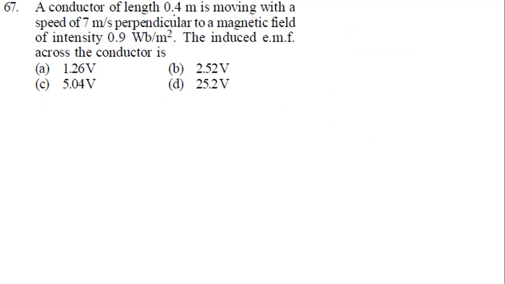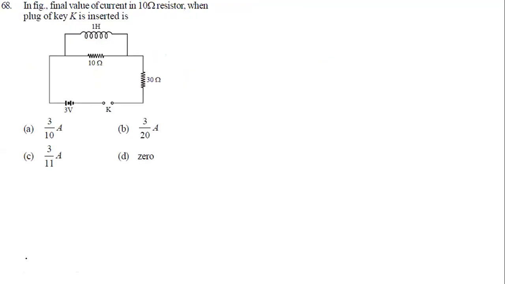Look at this question again. A conductor of length 0.4 moving at the speed of 7 meters per second perpendicular. Again it is induced EMF, E equals B L V. So use this formula, and you can find it. I'll share the PPT with you later. So here we come with this question, a little bit different, but not difficult.